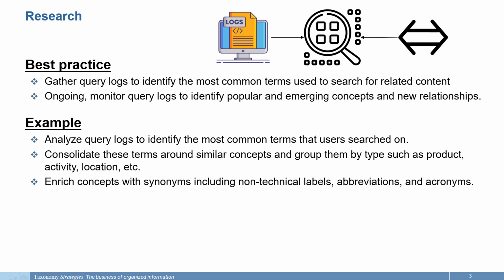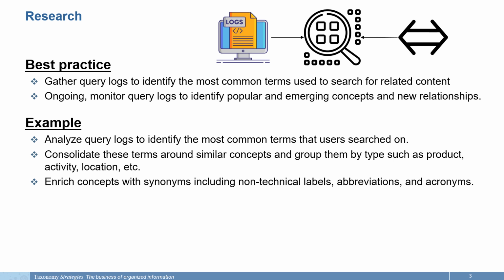Collection of quantitative and qualitative information about content and user behavior and analysis of how users interact with content is the foundation for a successful taxonomy project. The best practice is to gather query logs to identify the most common terms used to search for content, and when possible, to group them by the intent of the search.